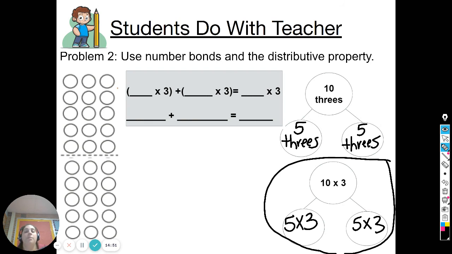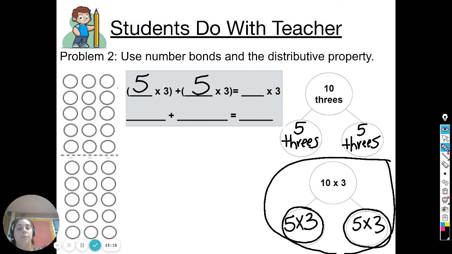Now we're going to take that number bond and fill it in with our equation. So go ahead and write this with me. First, we have 5 times 3, which is this piece of the number bond. Make sure you're writing it down, plus 5 times 3, which is this part of the number bond. So we're adding these two pieces together. And that equals 10 times 3, which is this part of the number bond.